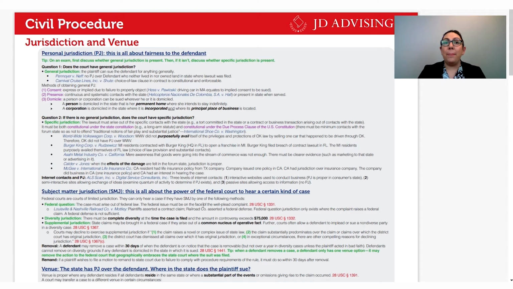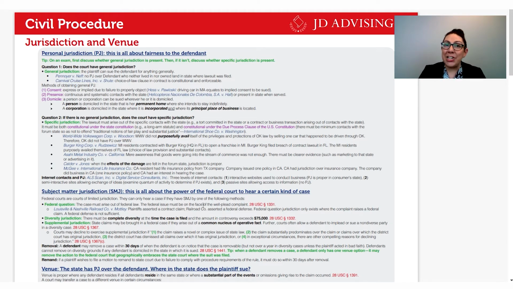So if my, let's say, permanent home is Michigan, but I have a vacation home in Florida, Michigan is my domicile. A person can only have one domicile. My domicile is not split between Michigan and Florida. My domicile is just Michigan, and that's it.